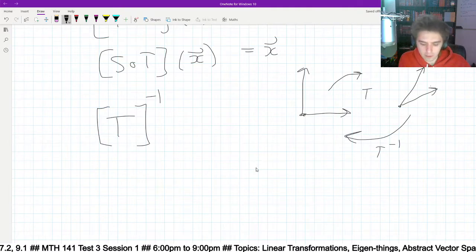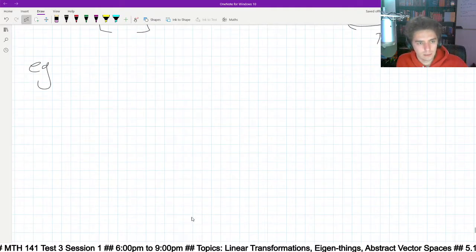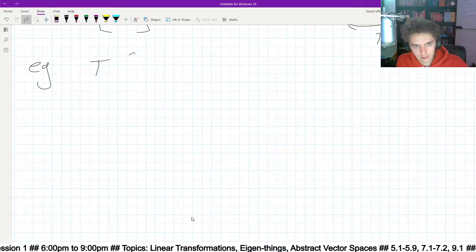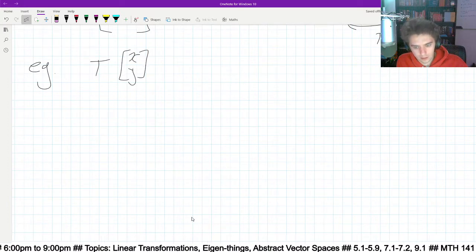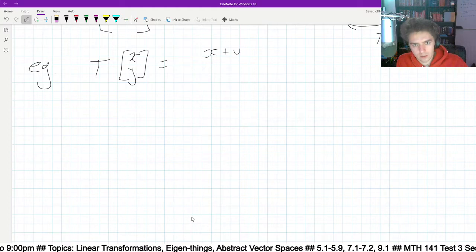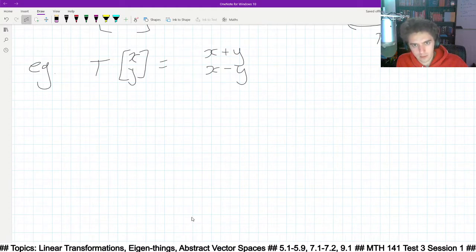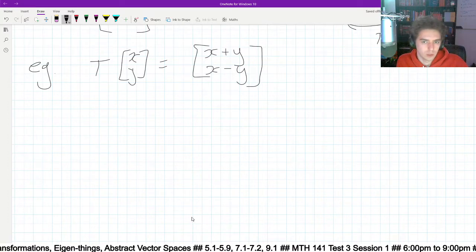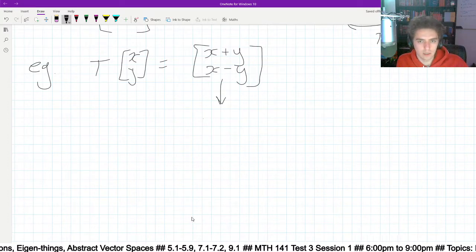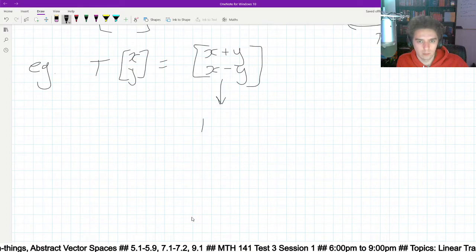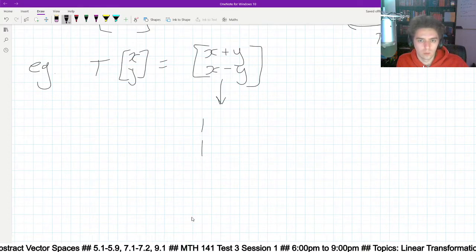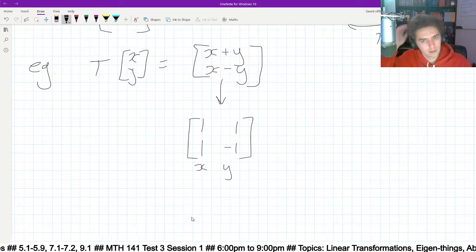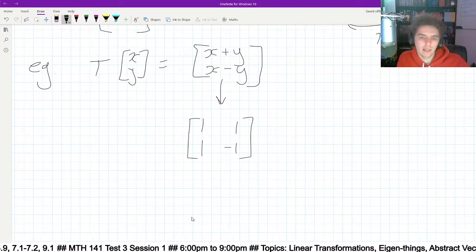Okay, so let's find an inverse. Example: T of x, y equals x plus y, x minus y. I want T inverse. So I'll take the matrix representation of this: 1, 1, 1, negative 1. That's for your x's, that's for your y's. And then I want the inverse of this.